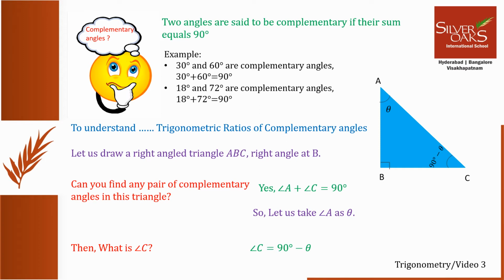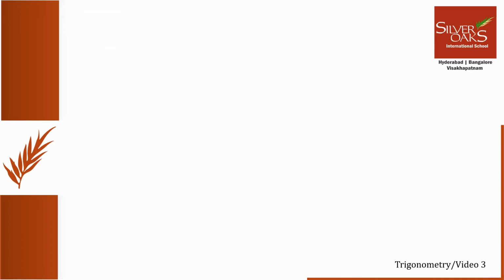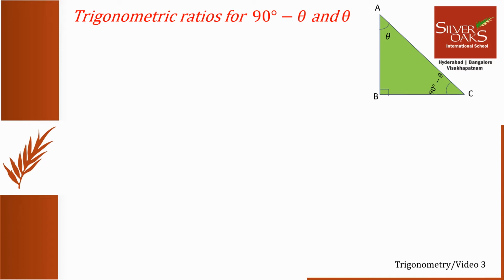Now let us write the ratios for angle theta and angle 90 degrees minus theta to understand the trigonometric ratios of complementary angles. So let us take the same triangle ABC, angle A is theta and angle C is 90 degrees minus theta. Let us write the ratios for angle 90 degrees minus theta. Sin 90 degrees minus theta is equal to opposite side by hypotenuse, which is AB by AC.